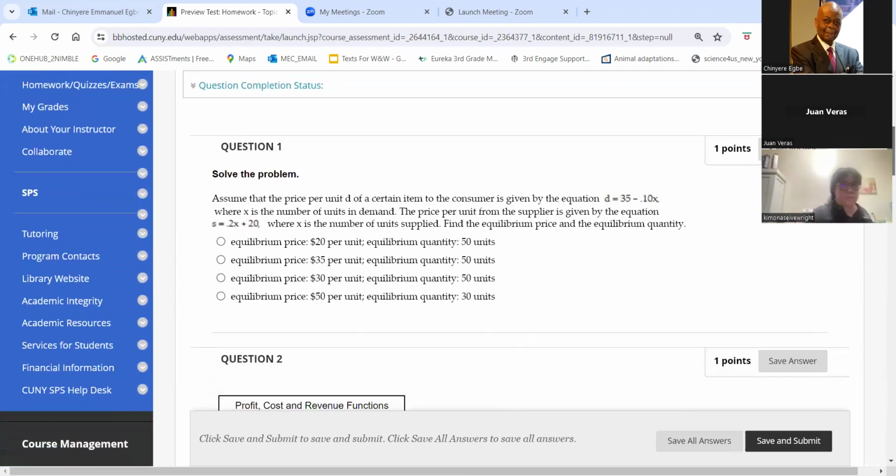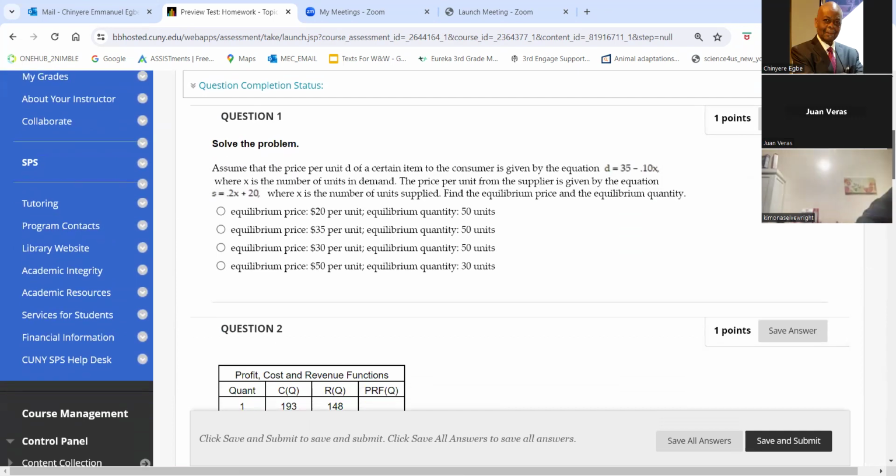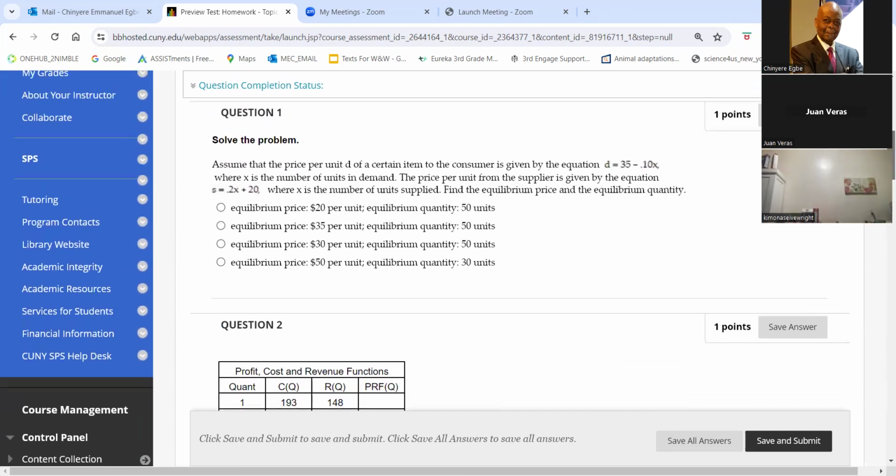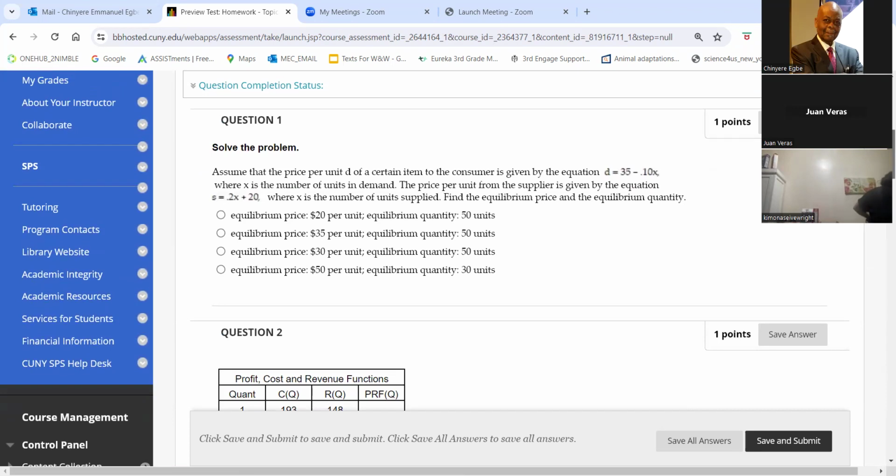Okay, I'm looking at the question. So that one will be the first one I had a lot of trouble with. Assuming the price per unit of a certain item to consumers is given by the equation D = 35 - 0.10x, where x is the number of units in demand. The price per unit the supplier charges is given by the equation S = 0.2x + 20, where x is the number of units supplied. Find the equilibrium quantity.